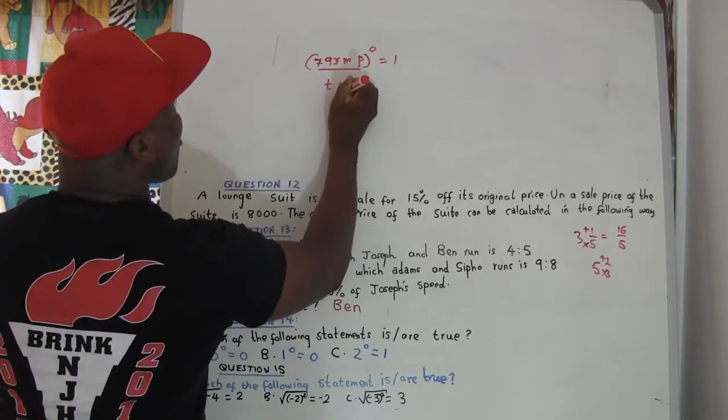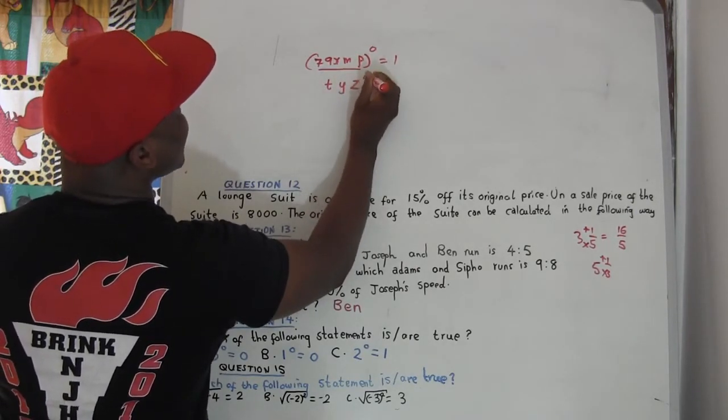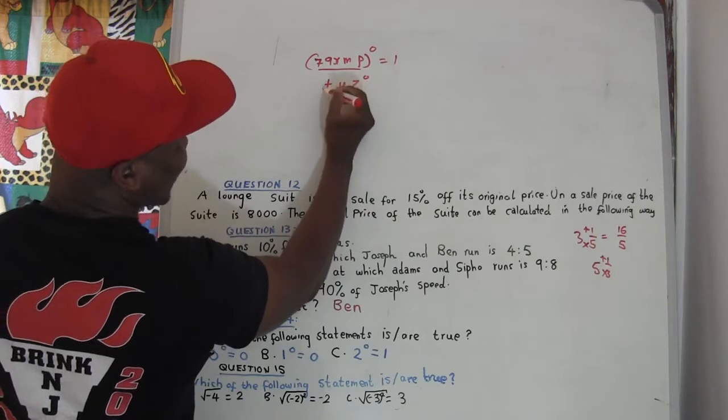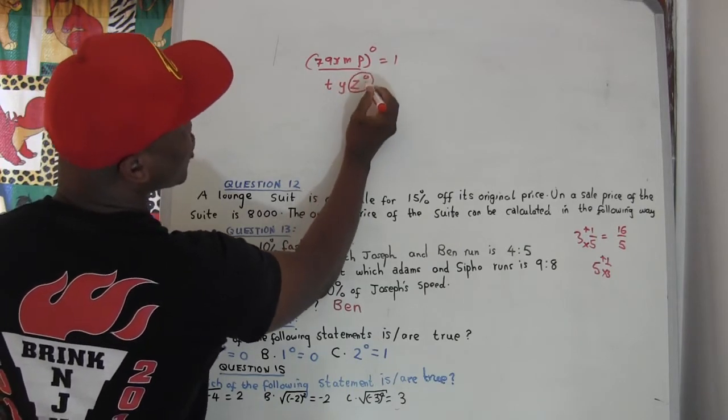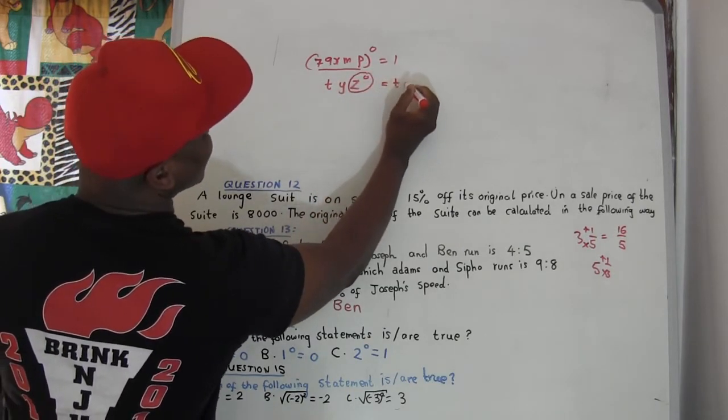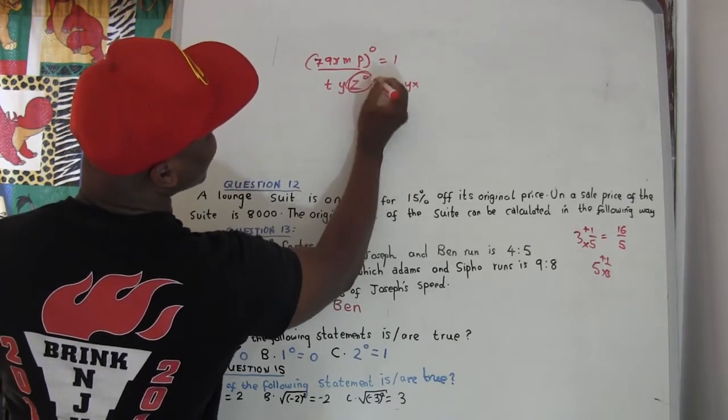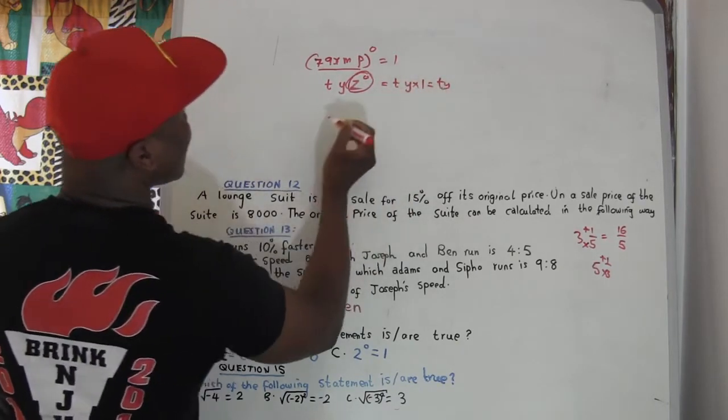If I have t, y, x to the power 0, only the x has the power 0, because look, there's no bracket here. So this is the one which has 0, so this equals 1. So here it's going to be t, y times 1, so it's going to be t, y. You know what I'm saying?